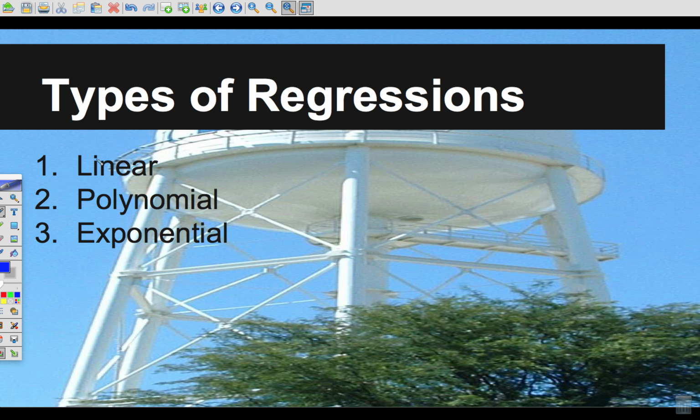All right, so the type of regressions that we're going to learn about, and this is what you had to pick for, and really I told you polynomial. We're going to limit this to either quadratic or cubic, and then exponential. So you should have picked one of these, what you think, just eyeballing it, looking at your data.